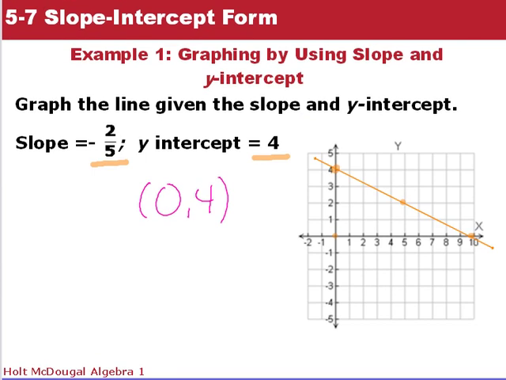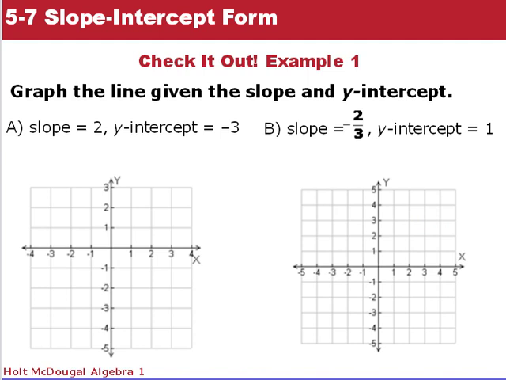So connecting those points, this is the line we get. So remember, we started with our y-intercept. Then we rose down 2, or -2, and we ran over 5. We went down 2, and we went over 5. That's how we got our points in there. So here's your check it out. Again, start with your y-intercept, plot those points first, and from there, rise and run based on your slope.